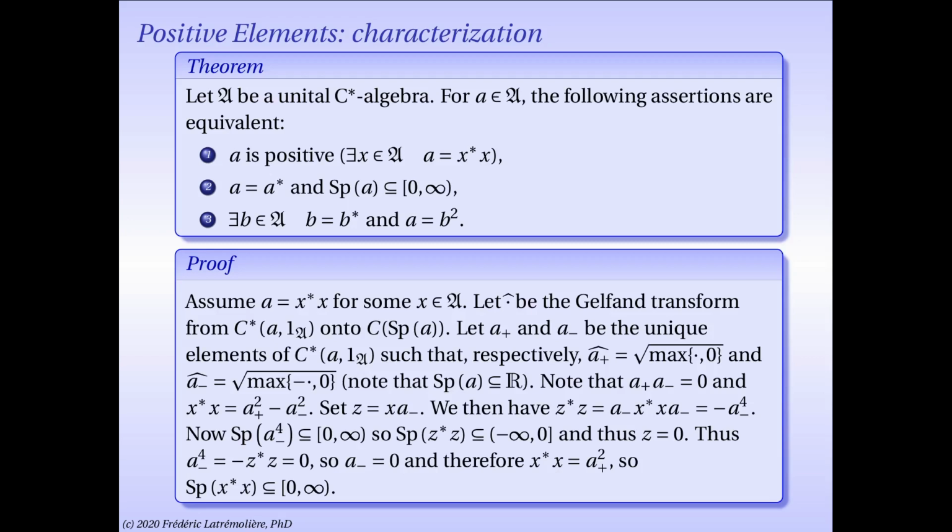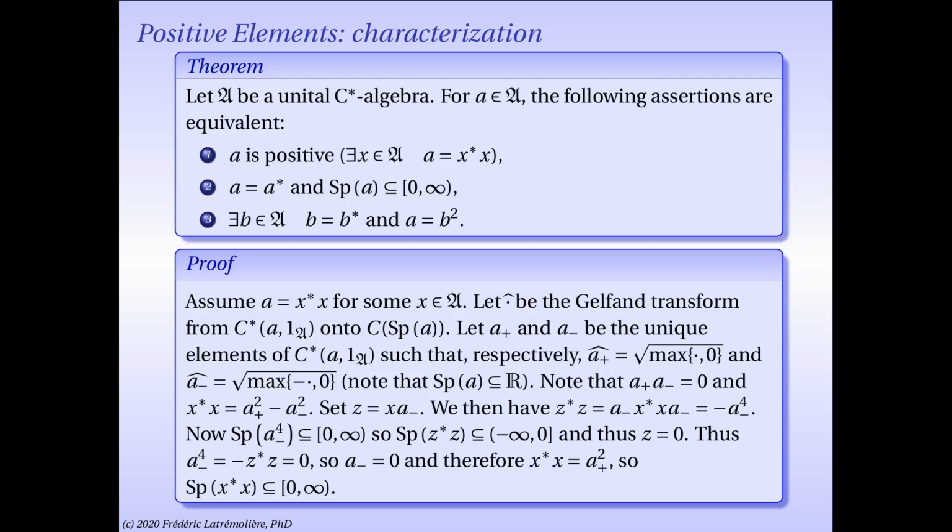So concluding that Z is 0 here tells me what? It tells me that A minus to the power 4, which is minus Z star Z, must be 0 as well. So A minus is 0. Again, here I'm using the fact that A minus is a self-adjoint element. So I can use the Gelfand transform to check that if A minus to the 4th is 0 as an element of the continuous functions on the spectrum of A, we must have that A minus, as a Gelfand transform, as a function on the spectrum of A, must also be 0. And again, using the isomorphism property of the Gelfand transform, conclude A minus is 0.